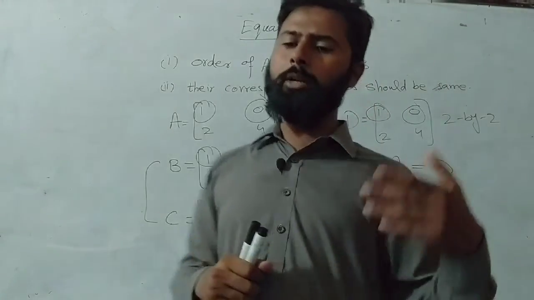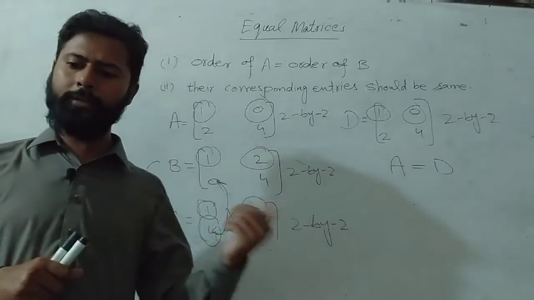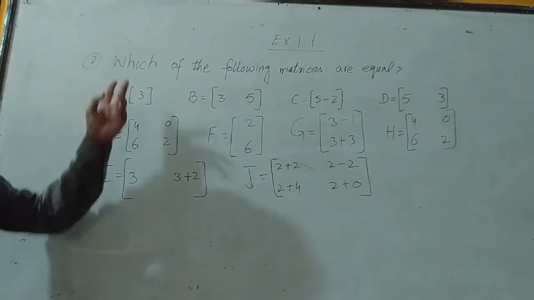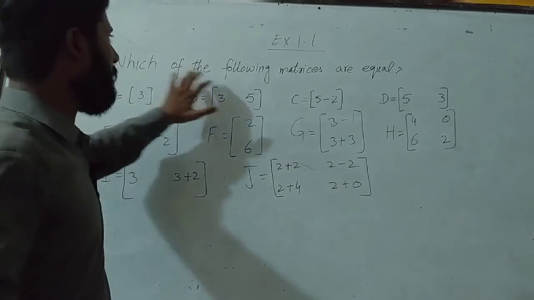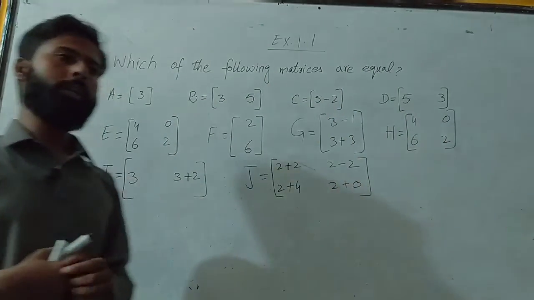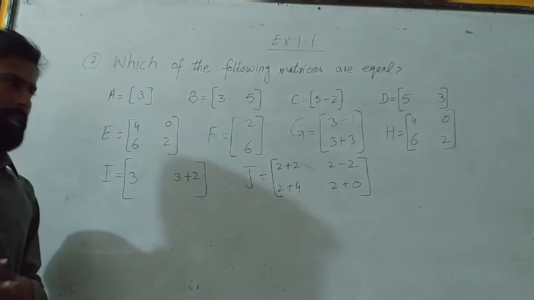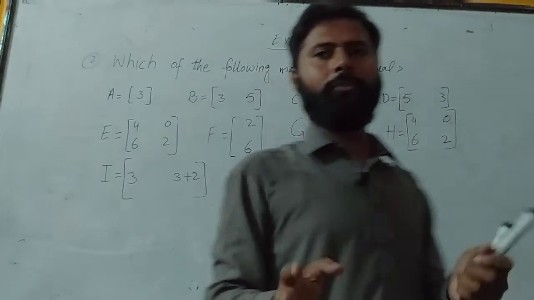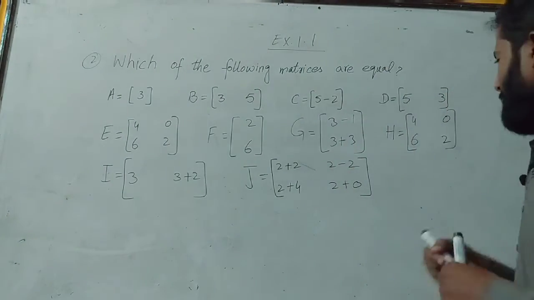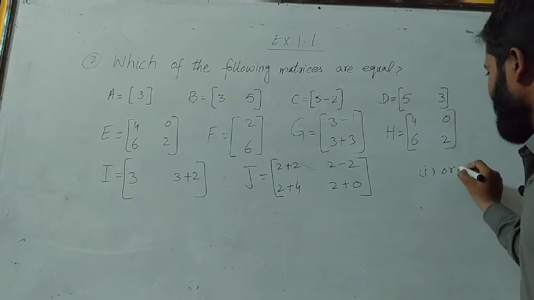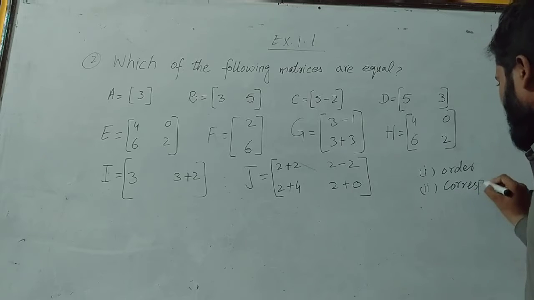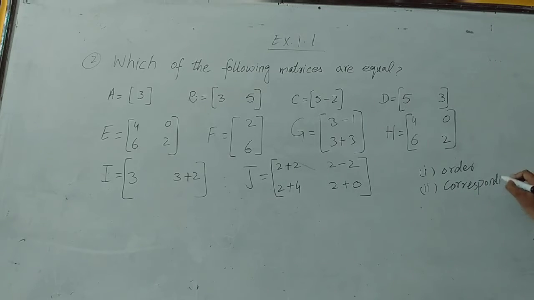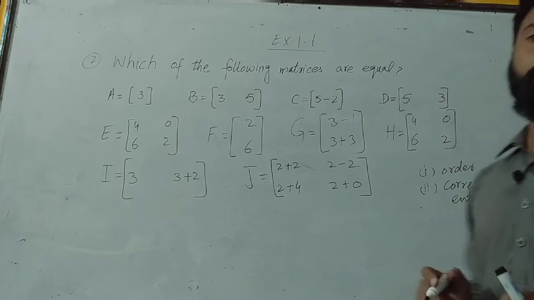Now we will start question number 2 of exercise 1.1. In question number 2, the values of matrices are given to you, and it is asked which of the following matrices are equal. Now we have to point out the equal matrices. For equal matrices, as we have discussed, it should fulfill two conditions. The first one was the order, and the second was corresponding entries. By keeping these two points in our mind, we will solve this question.